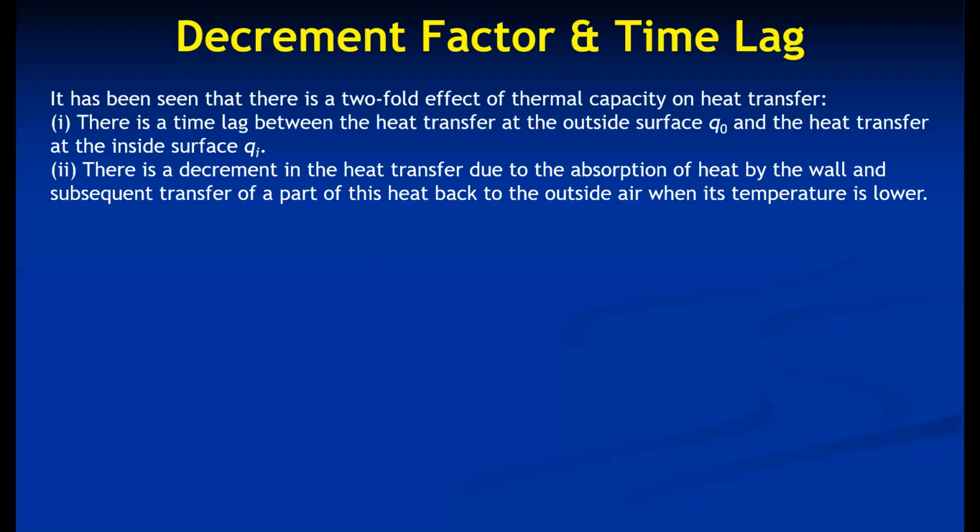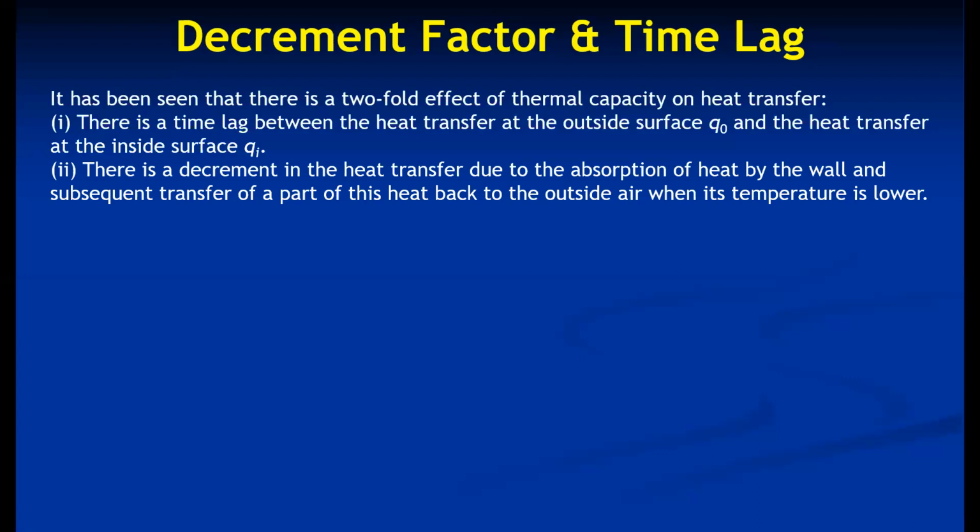The second effect is a decrement in heat transfer due to the absorption of heat by the wall and subsequent transfer of part of this heat back to the outside air when its temperature is lower. Whatever heat is transferred to the wall, part of that heat is absorbed by the wall. During day hours that part of the heat is absorbed, so the temperature of the wall increases. And during night hours, if the outside temperature is less than the inside temperature, part of it is dissipated, transferred back to the outside air when its temperature is low.